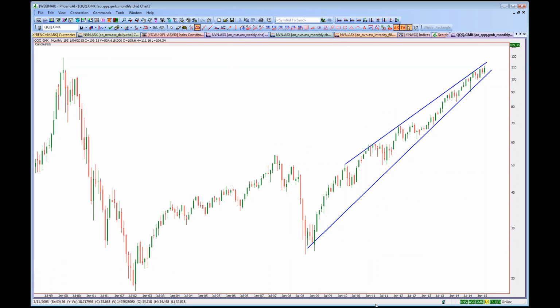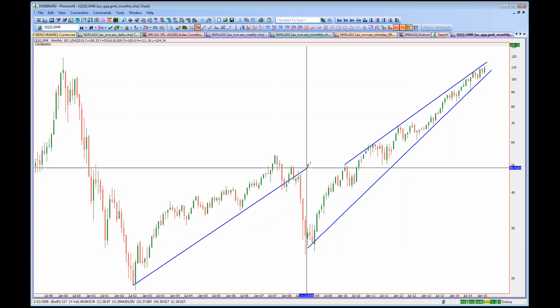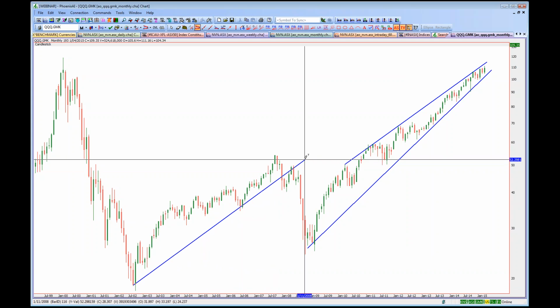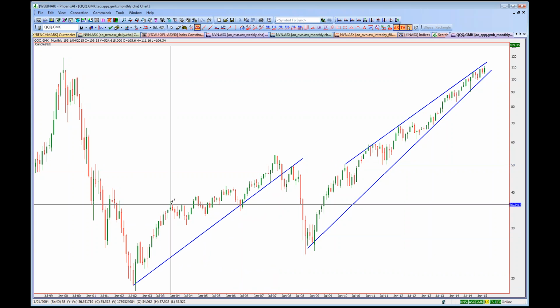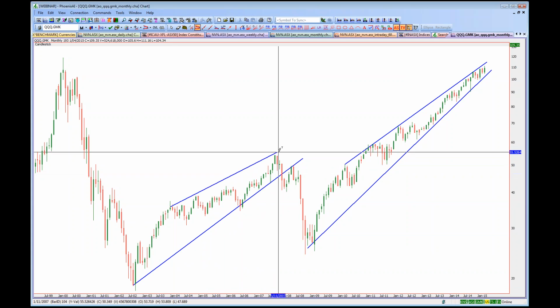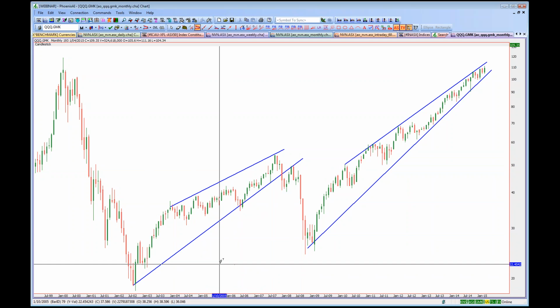As we can see, one heck of a rising wedge. Now remember, rising wedges usually are reversal patterns. In fact, what do we got here? Rising wedge, reversal. Do we have anything else? No, that's all I got on that one.